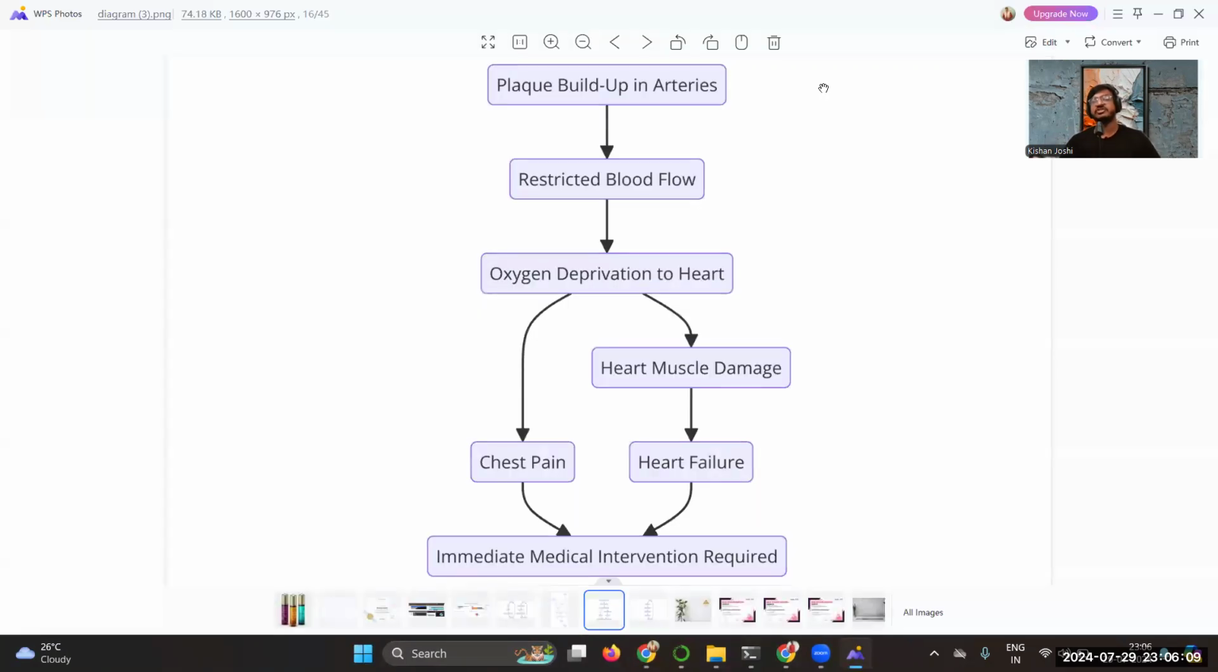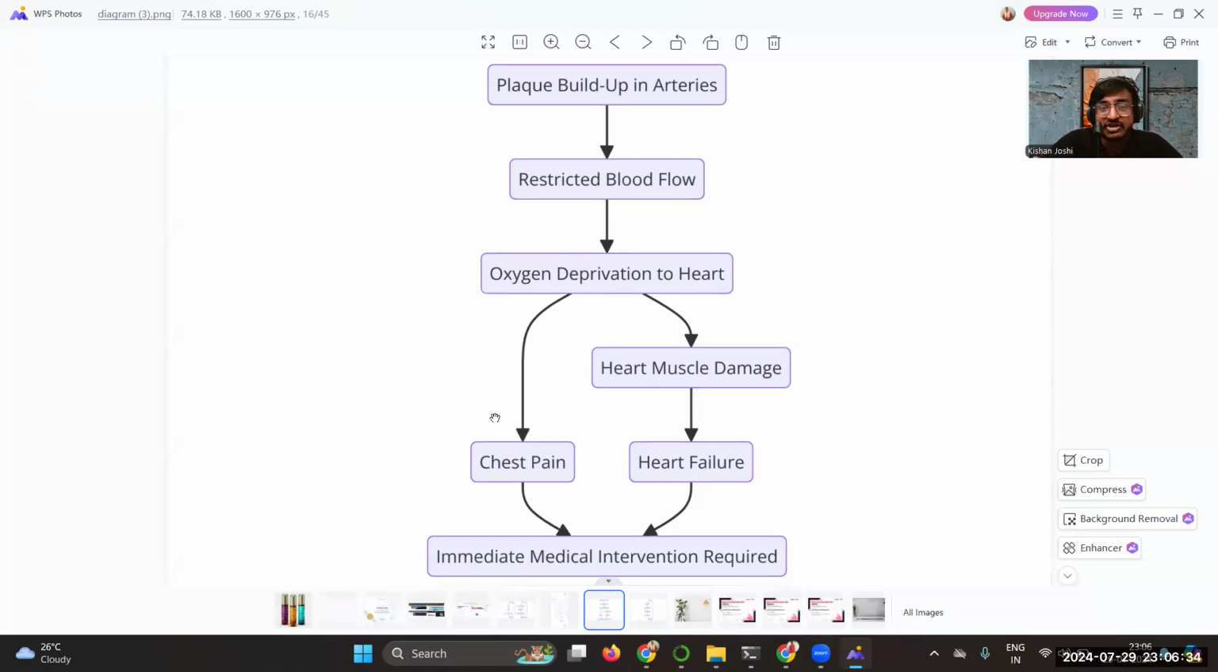So this is the particular image you can see. What is that? Plaque build-up means blockage, like in an artery. The blockage restricts certain amounts of space. If the blockage is built up, then it restricts the blood flow. It restricts the blood flow.